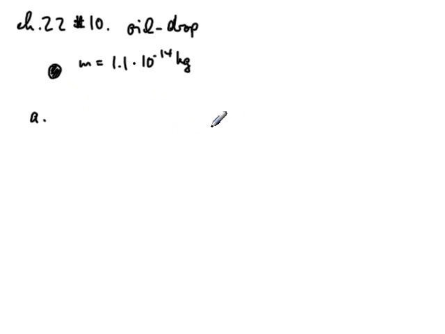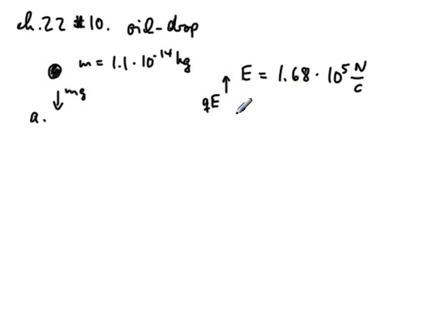But then there is an electric field E. Because of its own gravity, mg, it would fall down, but then there is an electric field of magnitude 1.68 times 10 to the 5th newtons per coulomb, and it is adjusted in such a way that it pulls up the electron with Q times E, charge times the electric field.